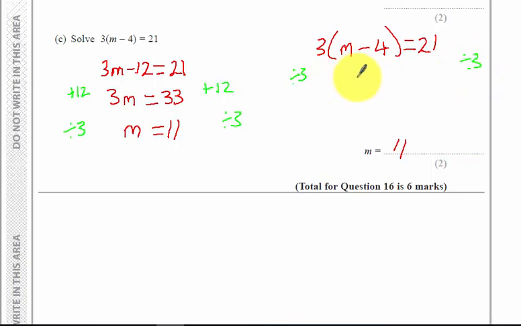I'm going to have something, m take 4 is 7, and I hope you can see it. If I add 4 I get 11, and 11 take 4 is 7, so m is 11, no matter which way you do it. This way is probably slightly quicker, but this is the more traditional method.